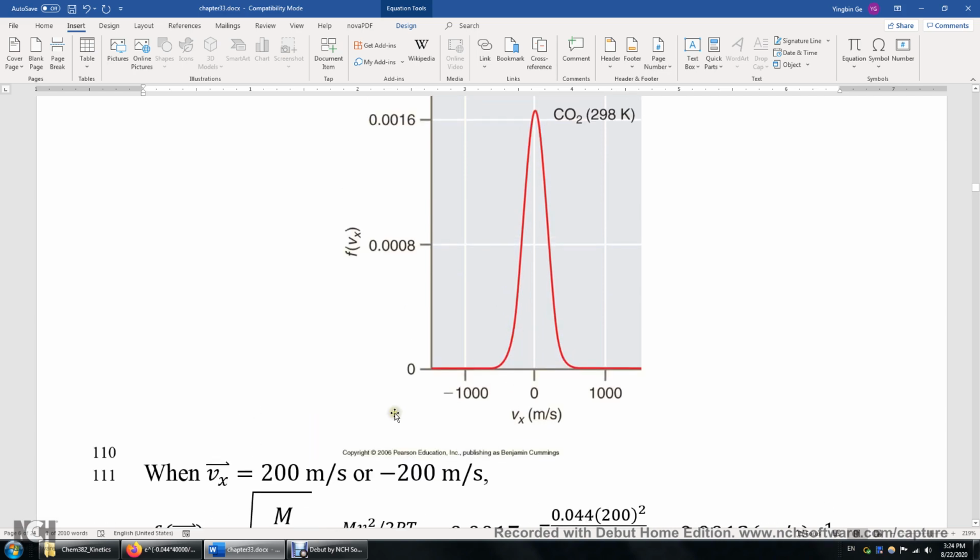So first, let's look at the graph. 200, maybe right here. It's 1/5 of this range. So right here. Move up. It's probably 0.001. Okay, so that's the probability density when the velocity is negative 200. What about positive 200? Well, this picture is symmetrical, so it's also about 0.001.